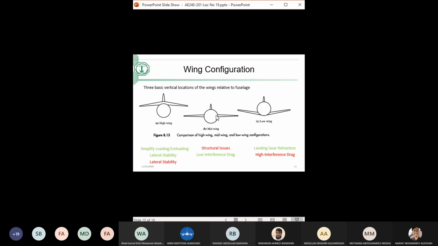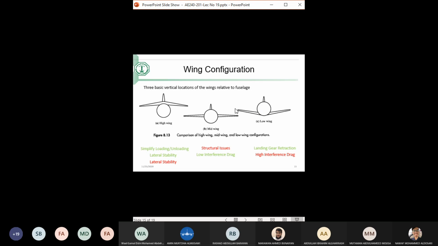Mid-wing is reasonable in terms of stability. There is no interference between the wing and the fuselage. The only problem with the middle wing is that the wing has to be cut in half. That means I have to connect this half in here, this wing half in here, and that would require a strong, very strong structure. Or if you want to have one piece, the wing as one piece, you will have problem inside the fuselage. You will not be able to use the full volume of the fuselage.